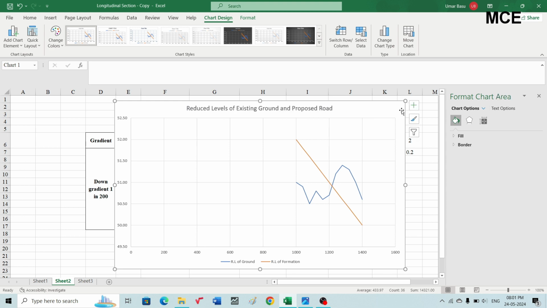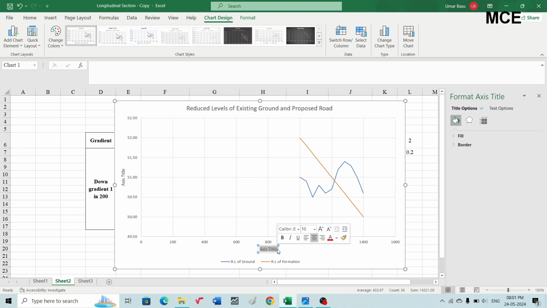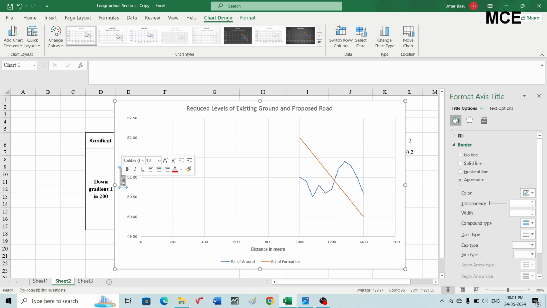Then add the axis titles. For the horizontal axis you will write distance in meter, and for the vertical axis you can write the reduced levels.